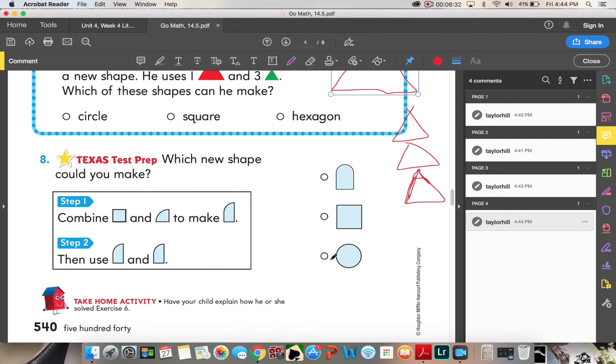Number 8. Which new shape could you make? Step 1. Combine square and quarter circle to make that shape. Then use that shape and that shape put together to make a new shape. So what can you visually do to add those shapes together and make a new shape?